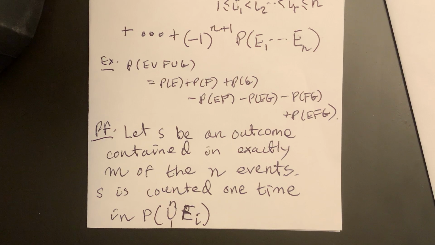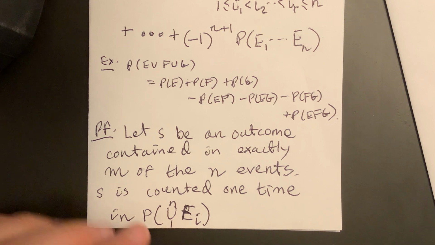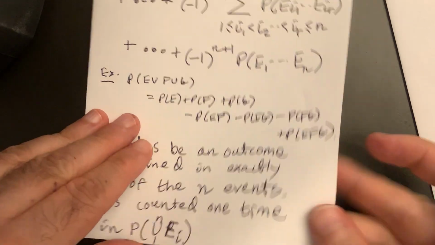So what I'm going to do then is show that P of S contributes once to the left-hand side. Actually, that should be clear because the probability of the union is the sum of the probabilities of the outcomes that are contained in the union, because they're mutually exclusive. So I tried to make a little picture of this. I don't know if you like the picture.